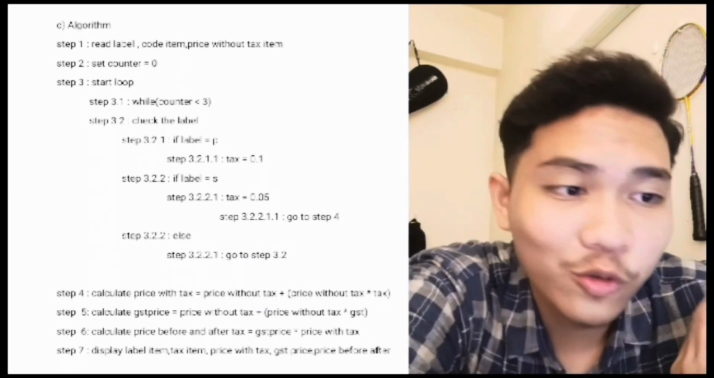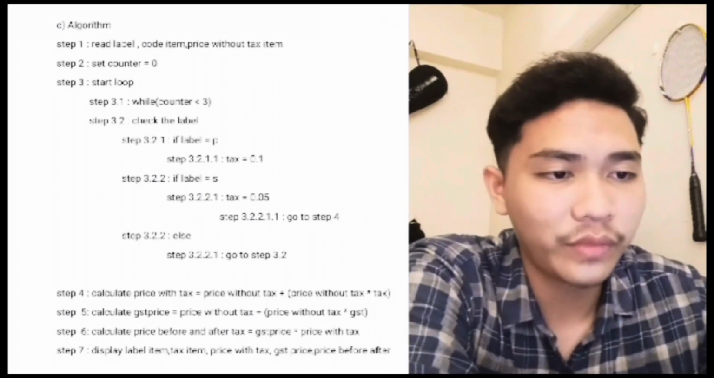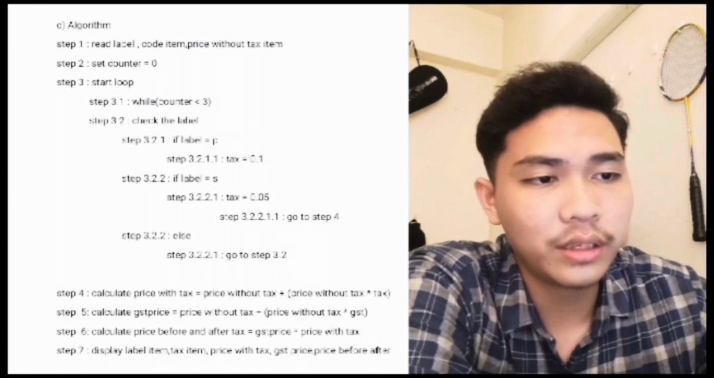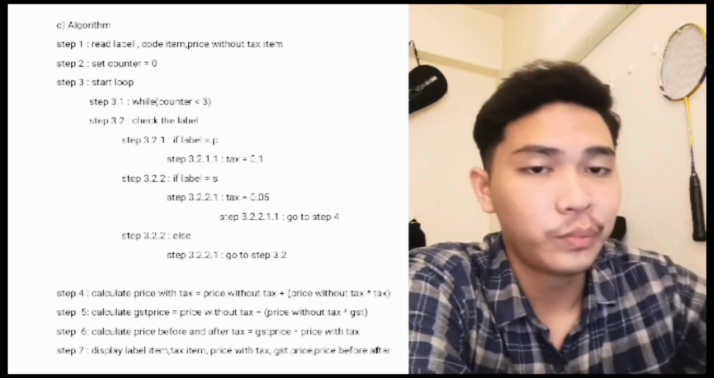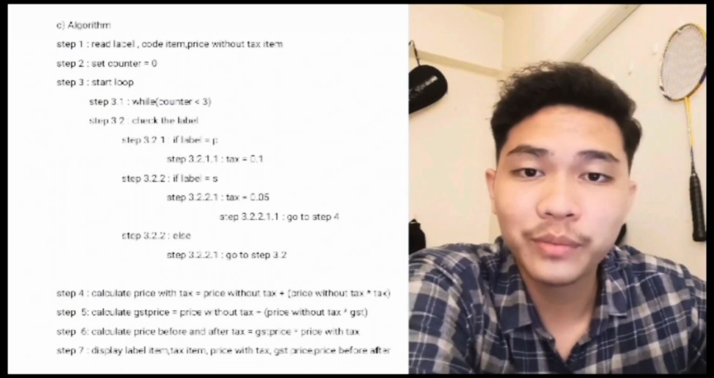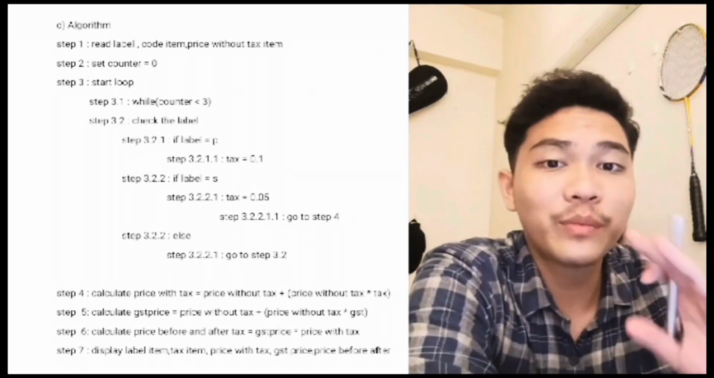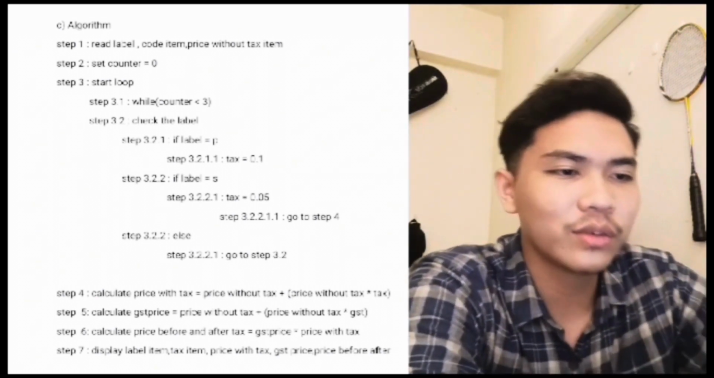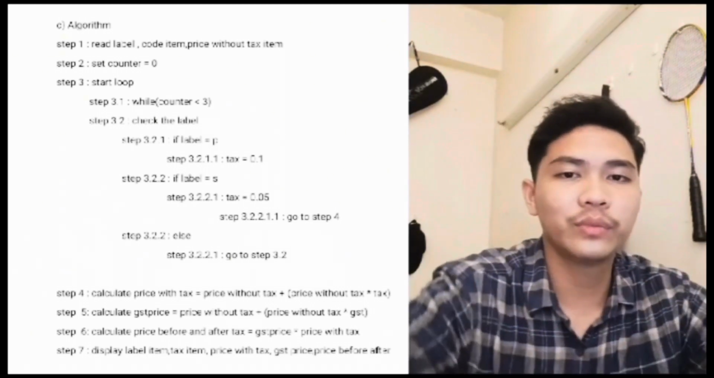Step 3.2.2: if label equal to S, the tax equal to 0.05. Next, step 3.2.2.1.1: go to step 4. Step 3.2.2 else: go to step 3.2, which is the loop again.